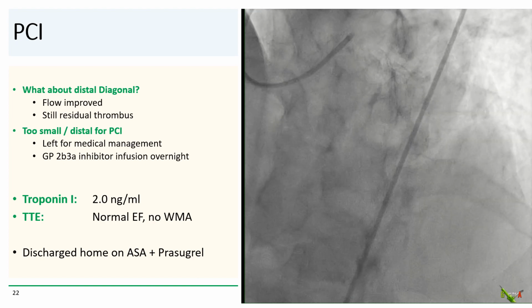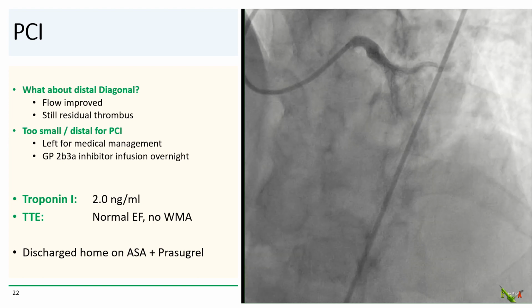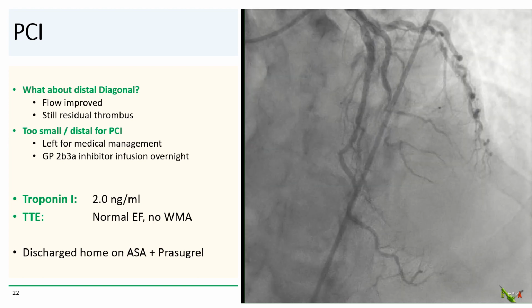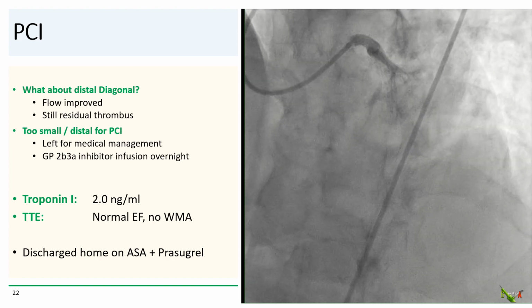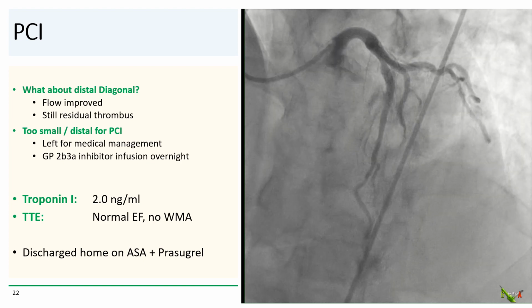So the patient ended up doing quite well. His troponin increased minimally to 2 nanograms per mil. There were no wall motion abnormalities on his echo, and his EF remained normal. And he was sent home on aspirin and prasugrel.